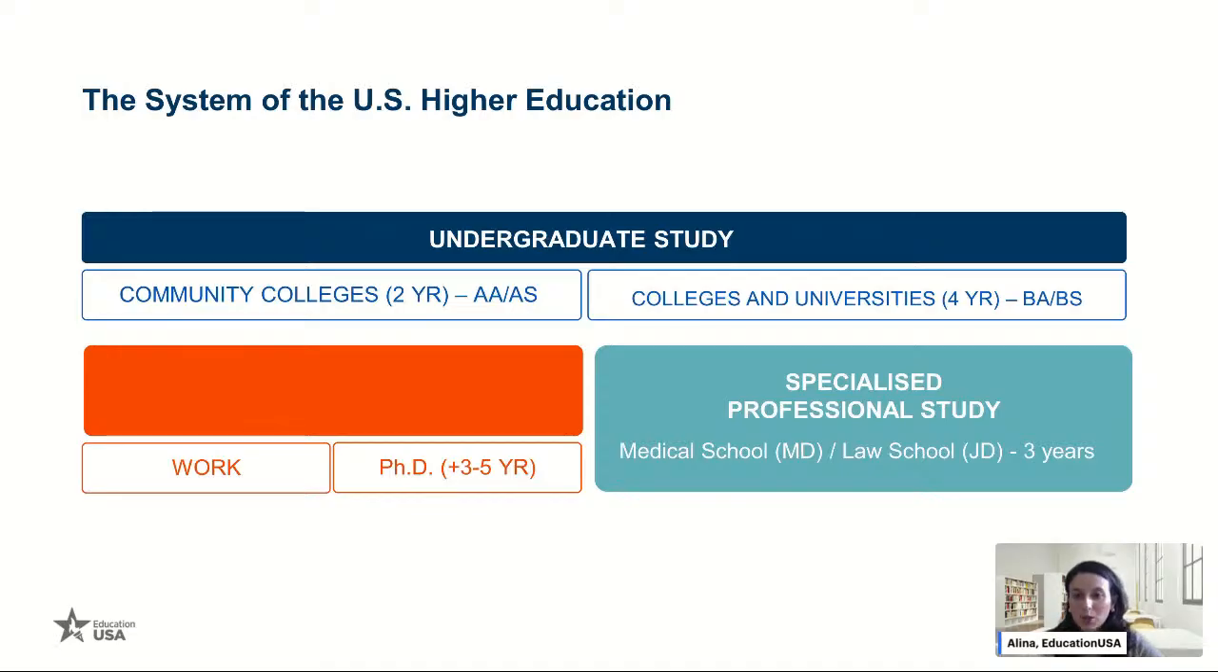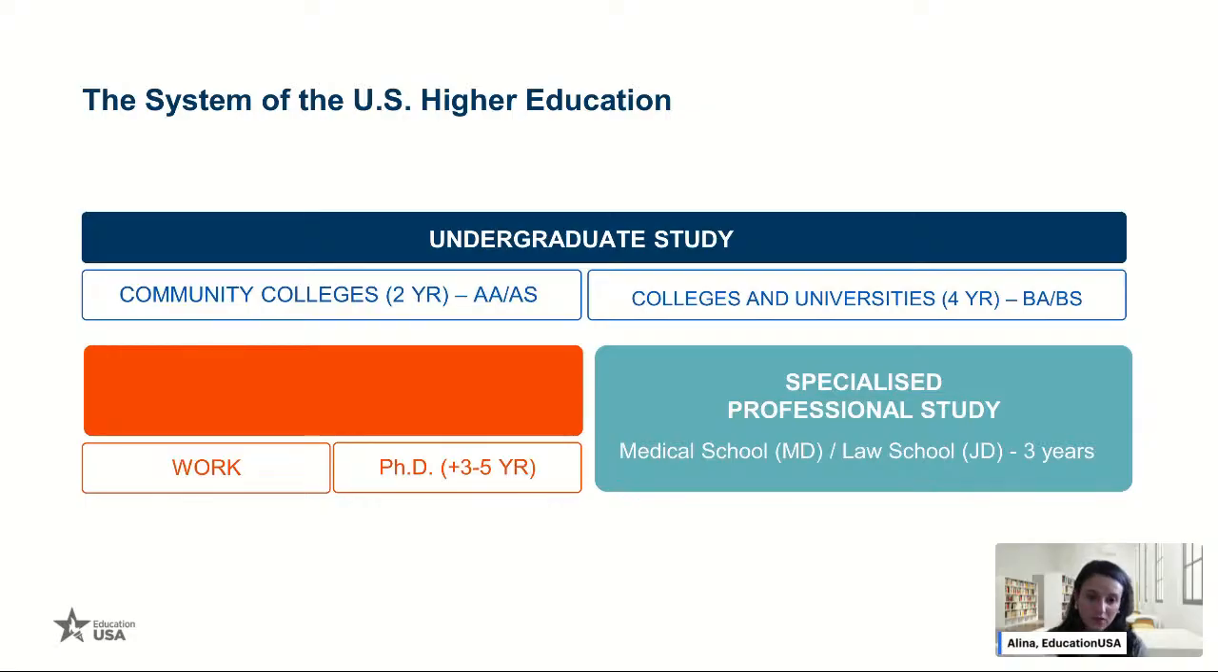Okay, so we move to the next slide, and I just want to give a brief overview of the system of U.S. higher education, and specifically for those who are applying for their bachelor degree. You can definitely start with high school in the U.S., but if you are applying as an international student finishing 11th or 12th grade in your country, you have the option to apply to a community college.